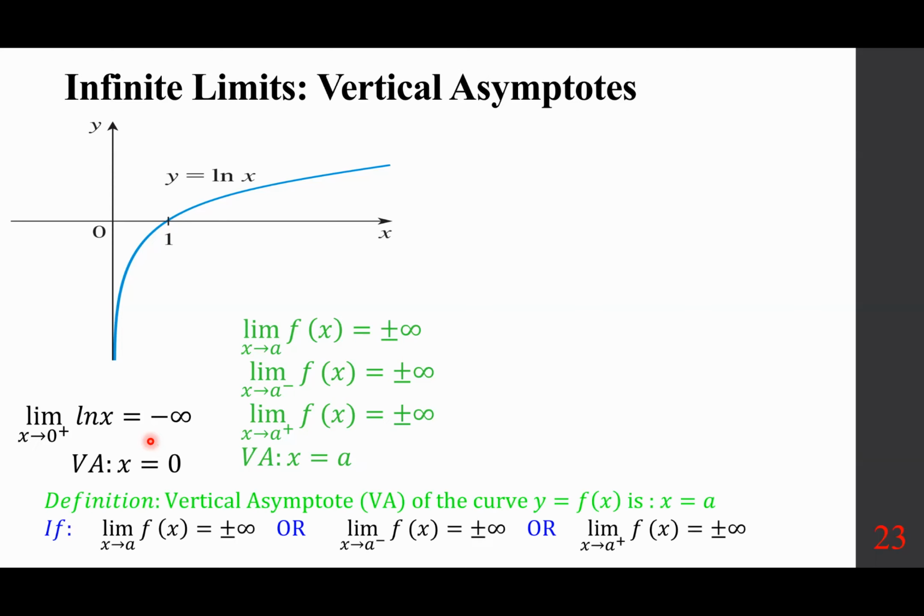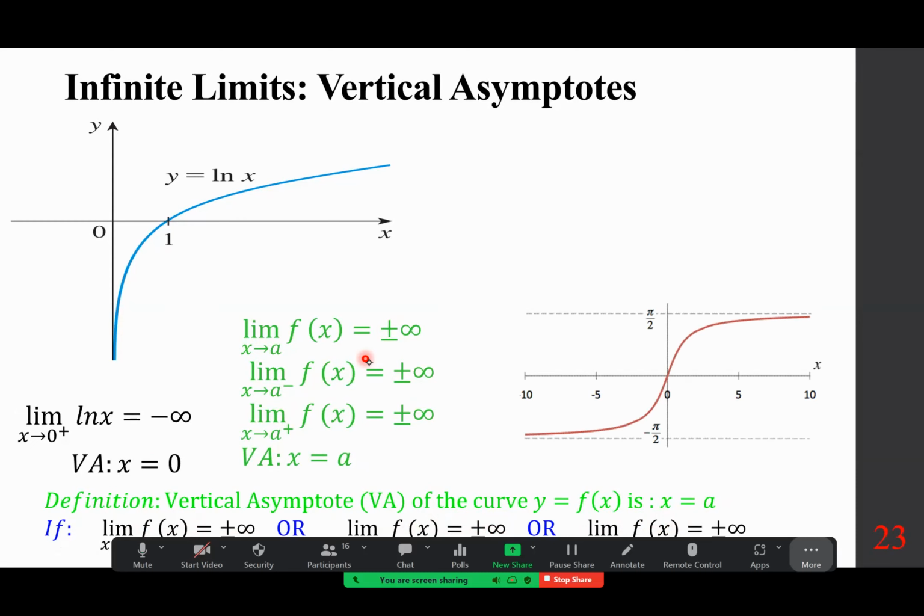So the definition of a vertical asymptote of the curve y equals f of x is x equals a. We can rewrite this as the limit of f of x as x approaches a is plus or minus infinity, the limit from the left is plus or minus infinity, or from the right. The same thing I'm repeating in essence.